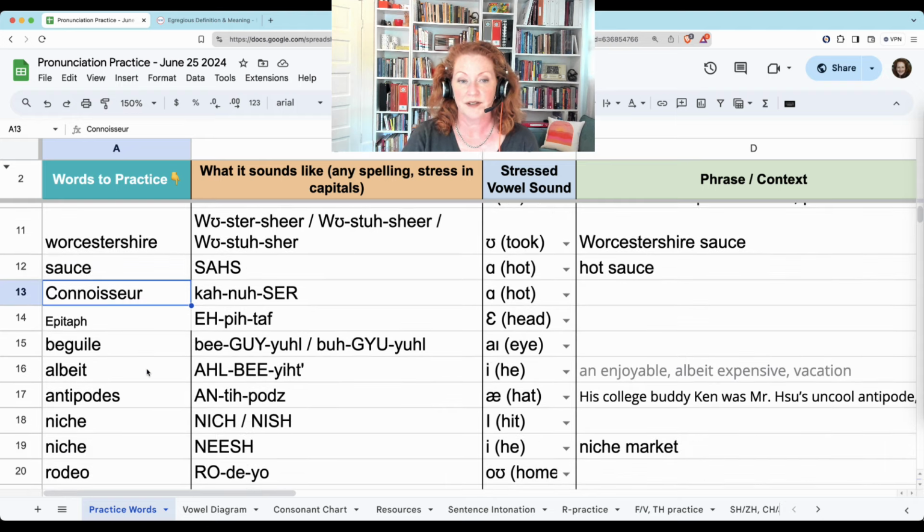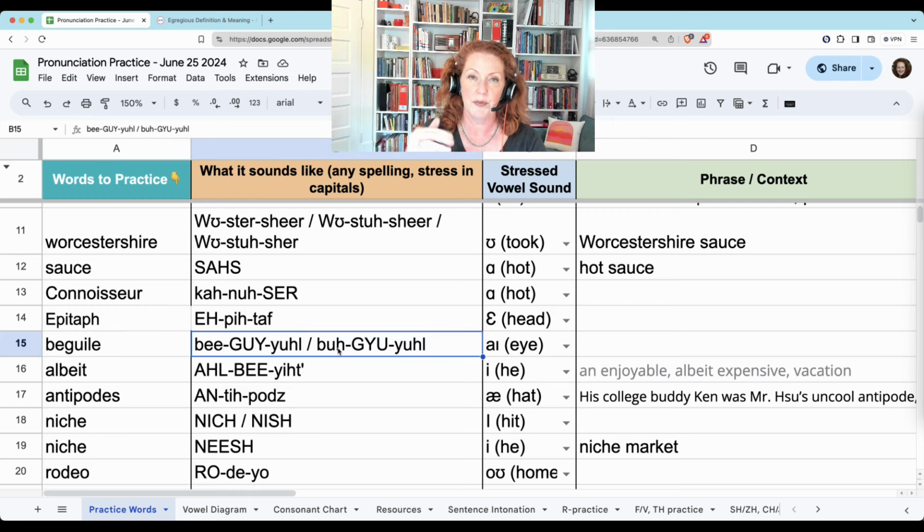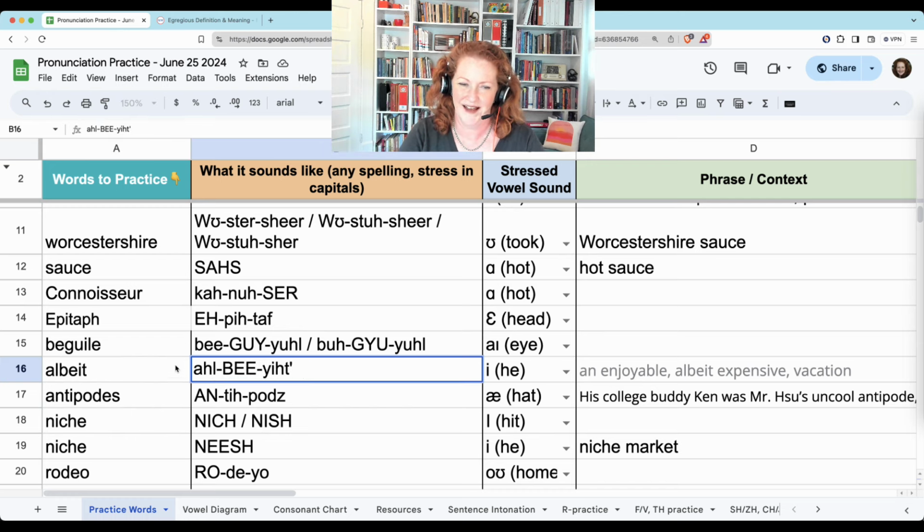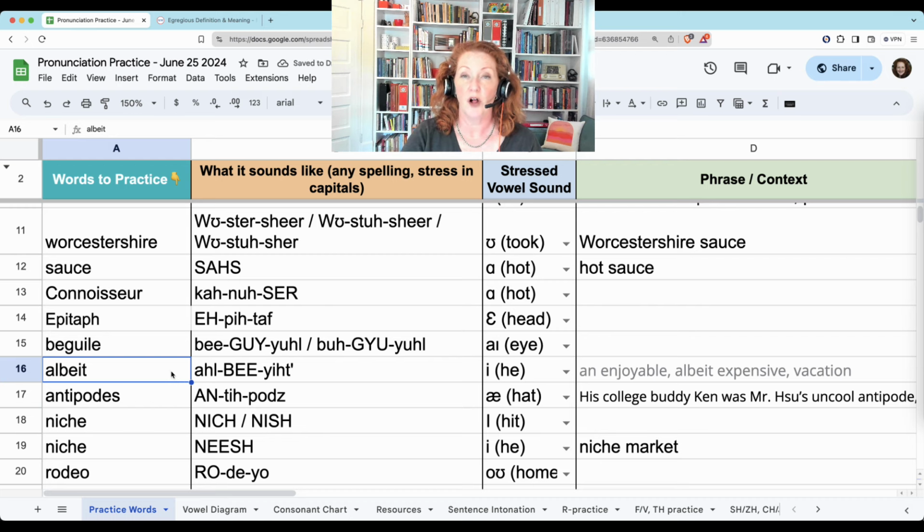This word is from French, so the stress is on the last syllable, connoisseur. And we're not saying it total French style, but we're keeping the stress in the last syllable, connoisseur. Epitaph. Epitaph. This, you hear people say it with a real E, like beguile. Or, because it's not stressed, it can be bi or be, beguile. Either way. Albeit. Oh, I have both of these stressed. That's confusing. I just now noticed that. Albeit. It means although, but in any place I would see albeit, I would say but: an enjoyable, albeit expensive, vacation. I would just say an enjoyable but expensive vacation.